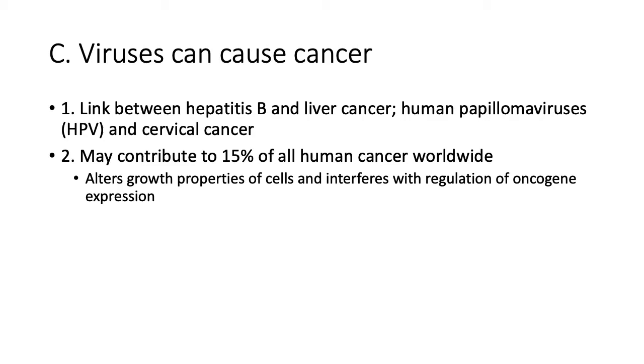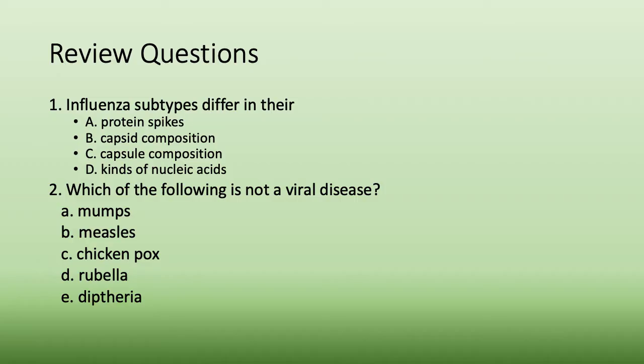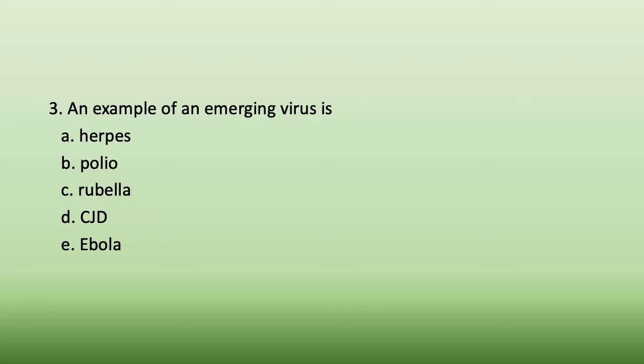Okay, review questions. Influenza subtypes differ in their, yes, A, protein spikes. Two, which of the following is not a viral disease? Nope, mumps is a viral disease. I'm not super sure about rubella or diphtheria. Okay, so you've narrowed it down to 50-50. It's either D or E. Is it E? It is E, diphtheria. I believe it's a bacterial infection. An example of an emergent virus is E, Ebola. E for Ebola.